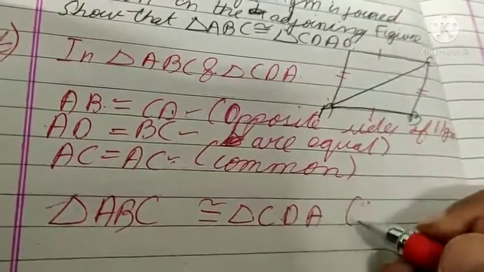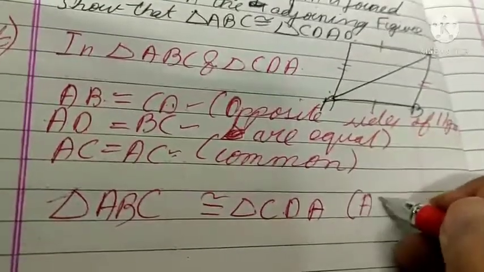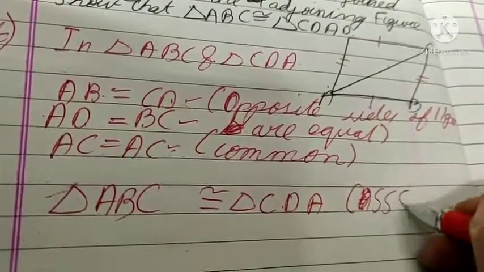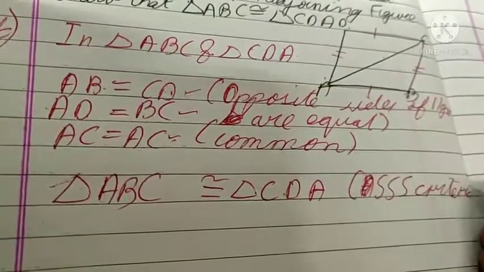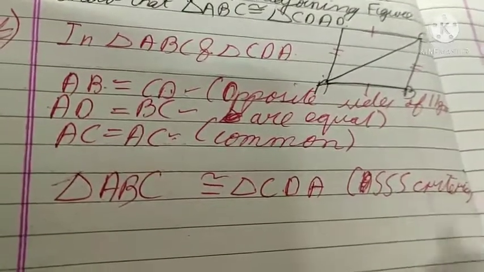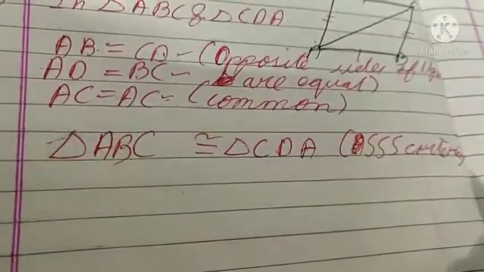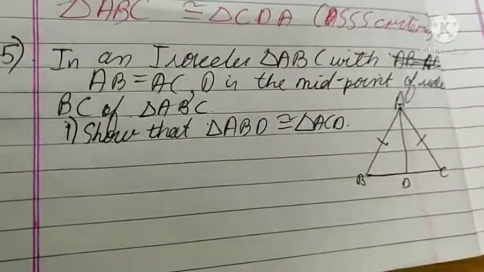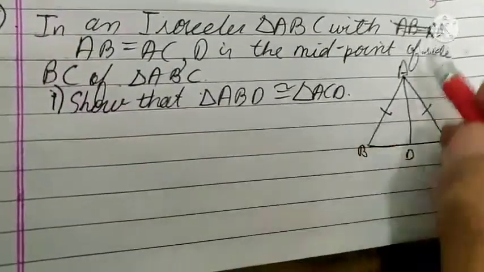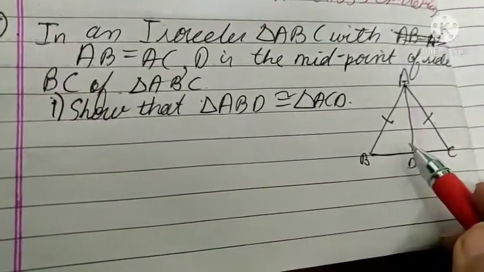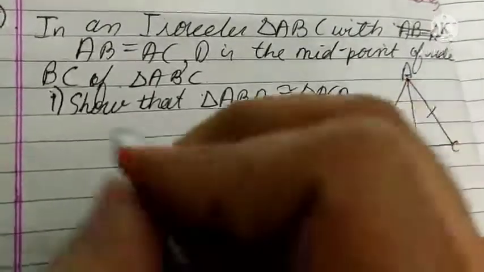So both the triangles are congruent by SSS criteria. Okay, so these both triangles are congruent by SSS criteria. So the next question says this. Here we have to prove both these triangles congruent, ABD is congruent to ACD.